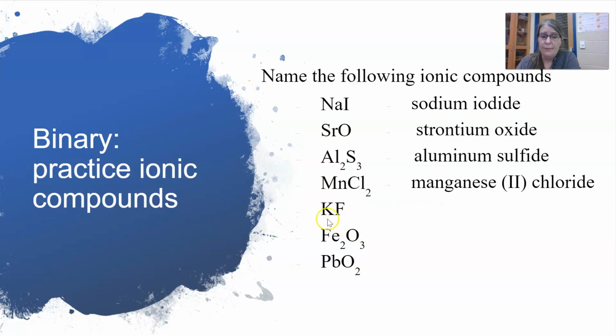So next one down here, this is a great spot to notice that potassium is right underneath sodium. And fluorine is in the same column as iodine. And notice that those two things have exactly the same ratio because remember, elements in a group behave similarly. So this would just be potassium fluoride.